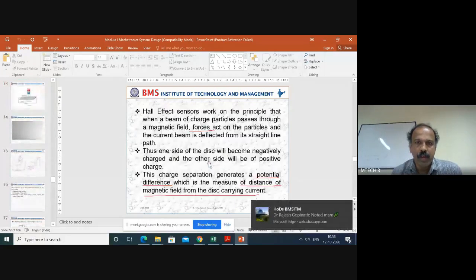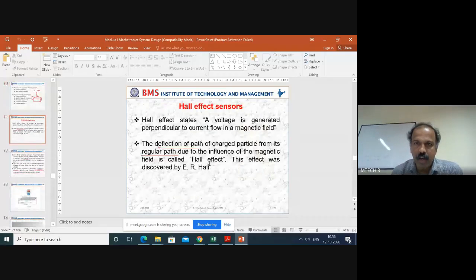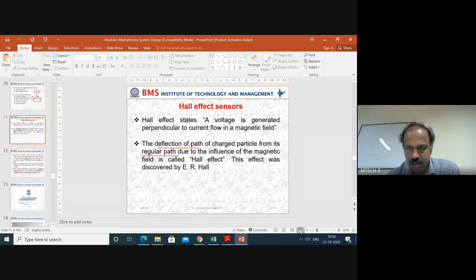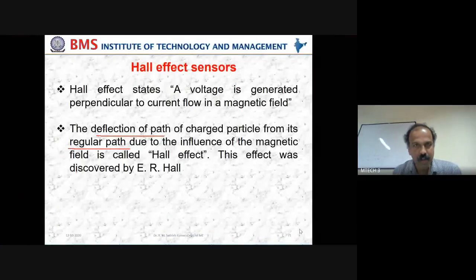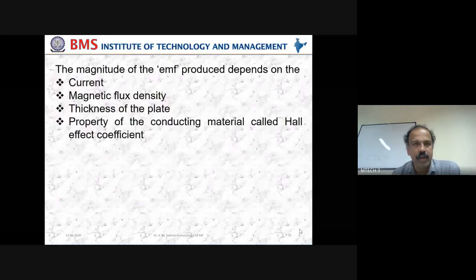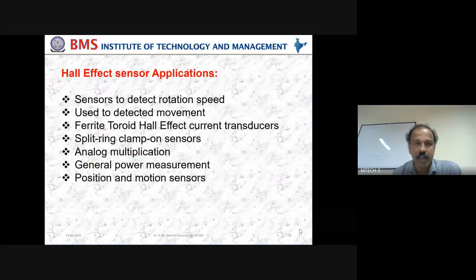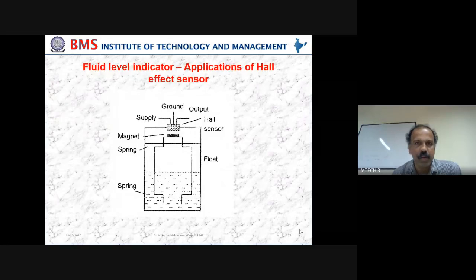I think we have finished this, correct? Hall effect sensor we have finished, correct? Yes, sir. We understood the figure, diagram and the equation, that is VH proportional to BI by t. And also from the application point of view we have discussed.